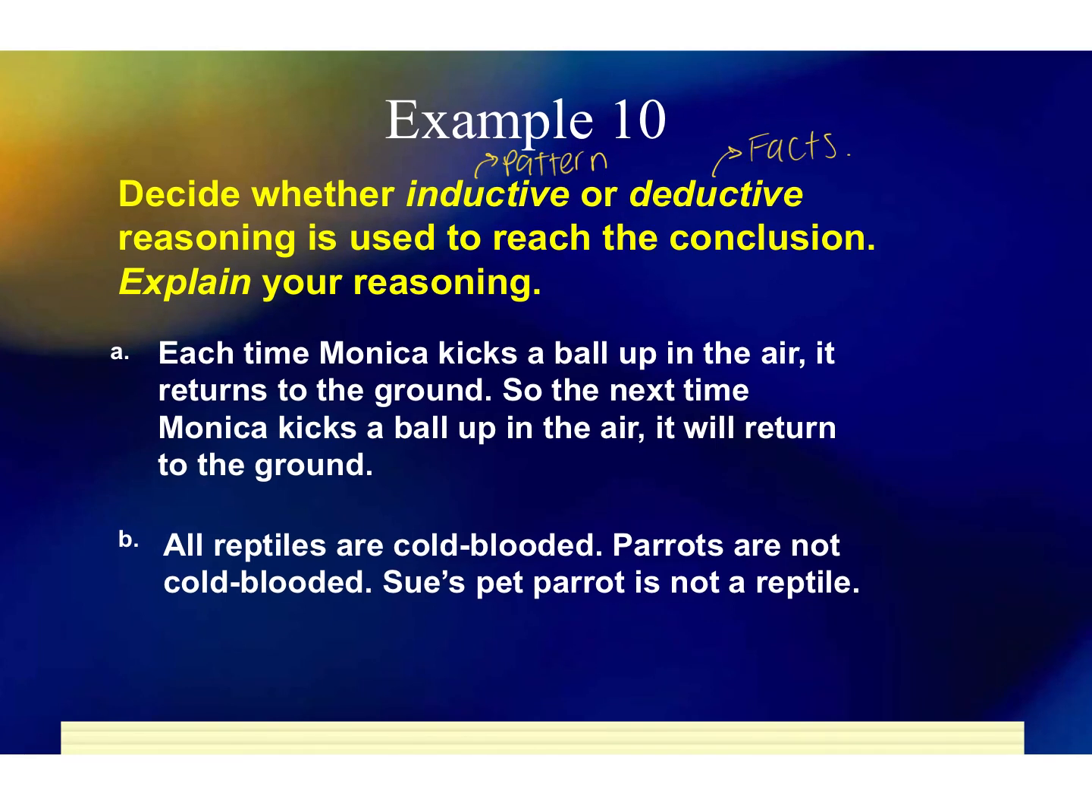Each time Monica kicks a ball up in the air, it returns to the ground. So the next time Monica kicks a ball up in the air, it will return to the ground. Is Monica making an observation based on a pattern, or is she using facts? Facts. Is there an example where you could kick a ball up in the air and it would not hit the ground? What could happen? It could get stuck on the roof. What if it gets caught in a tree? So is it a fact that the ball will hit the ground?